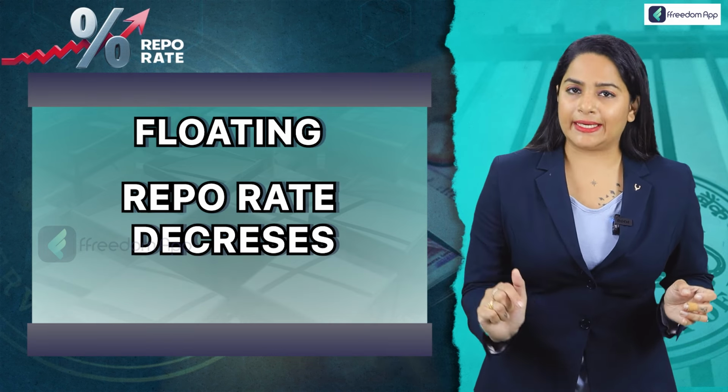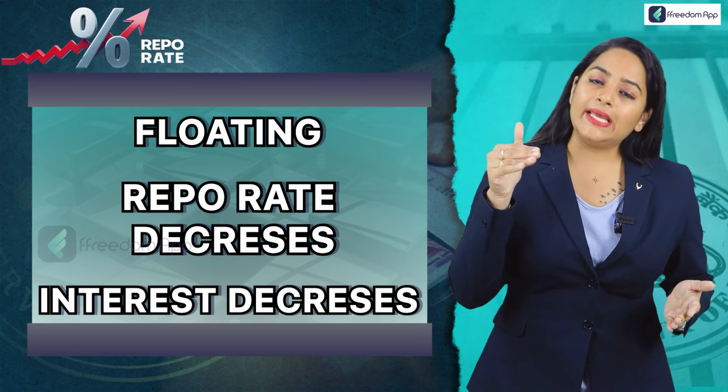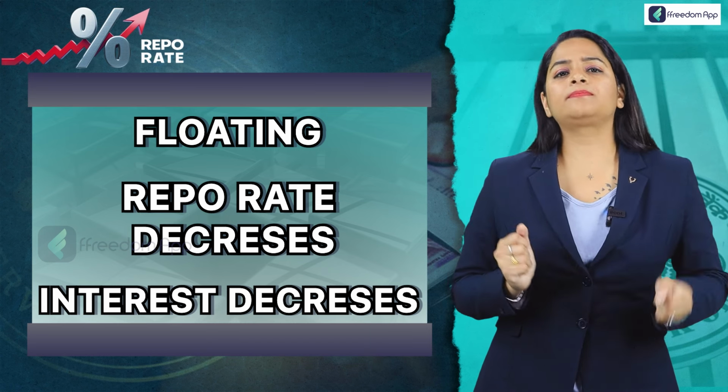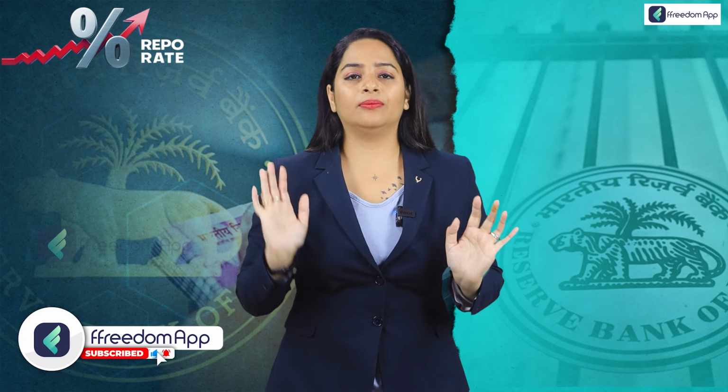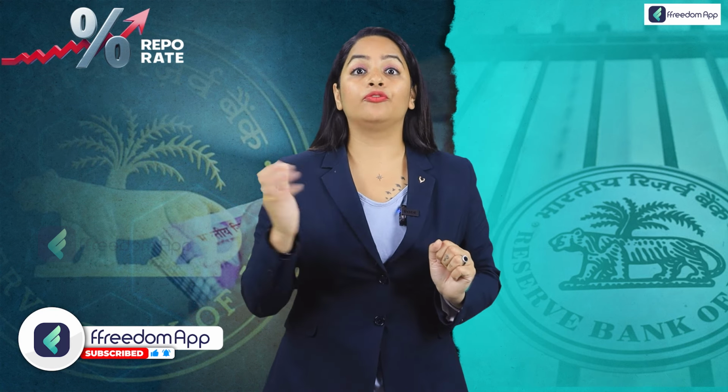But if the repo rate decreases, the amount of interest which you are paying will decrease. But one thing is here, let us assume you have taken fixed interest. The neighbor who lives beside your house has taken floating interest. And now the repo rate has gone down. So your neighbor will actually pay lesser interest.